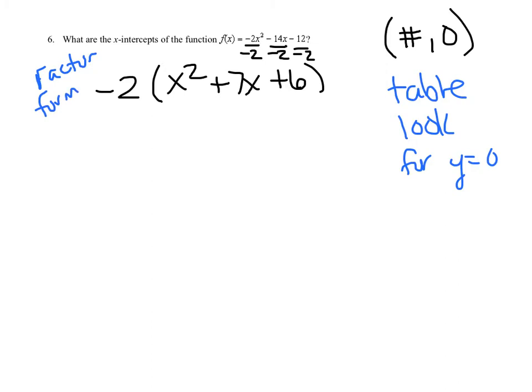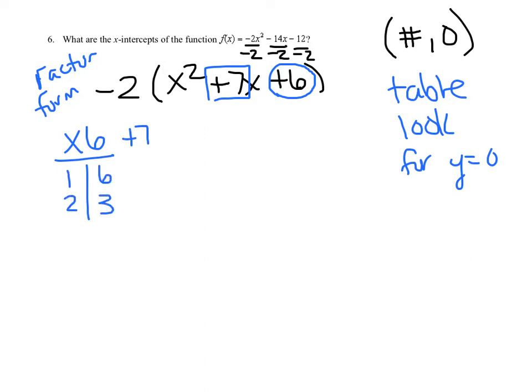Okay, so now I have negative 2 on the outside, and now I need to find what multiplies to 6 and adds to 7. So I've got to think of two numbers that multiply to 6, but at the same time add to 7. So I've got 1 and 6, 2 and 3. Well, if I add 1 and 6, there's my answer.